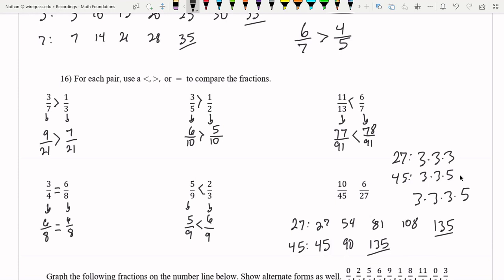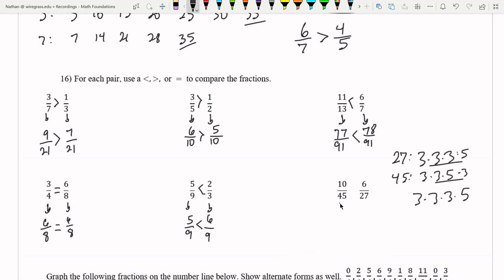And that really comes from the fact that this one needs to be multiplied by 3, and this one needs to be multiplied by 5. And that gives me the same thing in both. Okay, so I know that I need to go 45 times 3 and 27 times 5 to get the least common multiple. Let's do that. 45 times 3 is 135. 10 times 3 is 30.